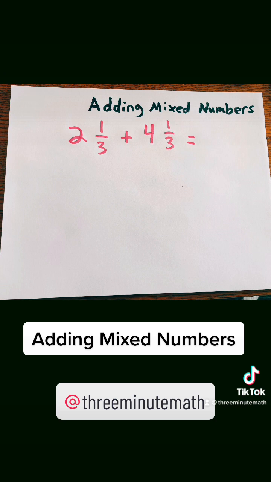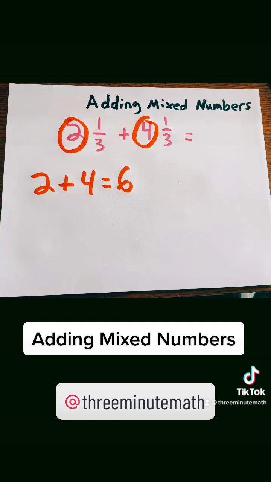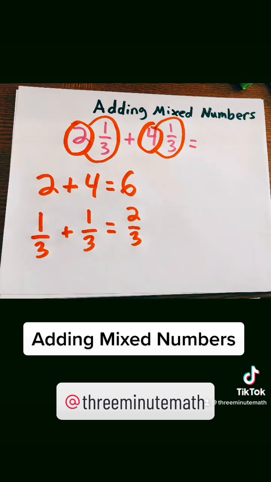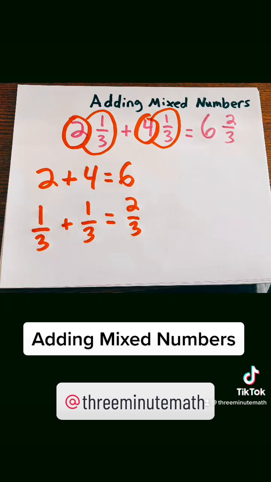Our next method, we can add the whole number part of mixed numbers and the fraction part separately, and then combine those two parts. First, I add my two whole numbers. 2 plus 4 equals 6. 1/3 plus 1/3 equals 2/3. So 2 and 1/3 plus 4 and 1/3 equals 6 and 2/3.